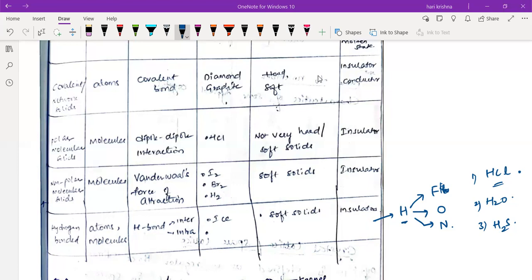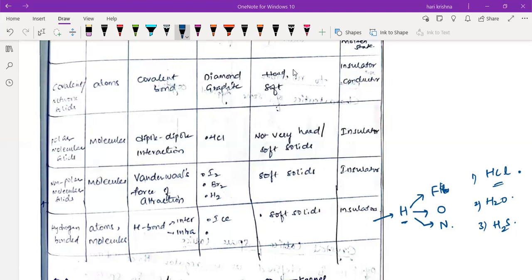So if you take the first one, HCl, there is no hydrogen bond at all, because hydrogen bond means what? Bond between the hydrogen and fluorine, or hydrogen and oxygen, or the hydrogen and nitrogen. That is only the hydrogen bond. If you take the HCl, there is no hydrogen bond at all. It is a normal covalent bond.